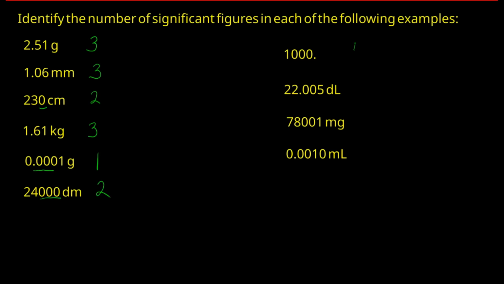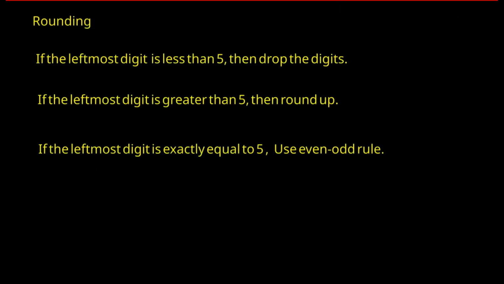Here, everything is significant because I have a decimal, so the last 0 is significant automatically. Here, everything is significant. Same thing on this one. These zeros are placeholders, so therefore you have 2 sig figs. So I hope you got all those correct.